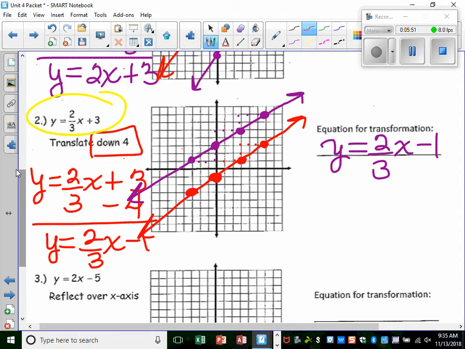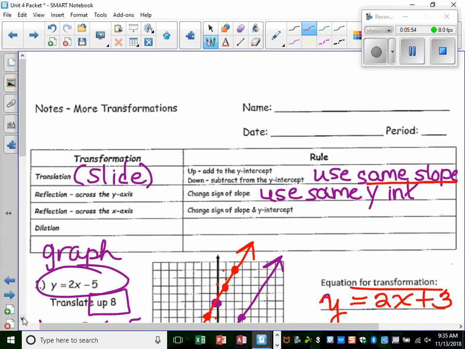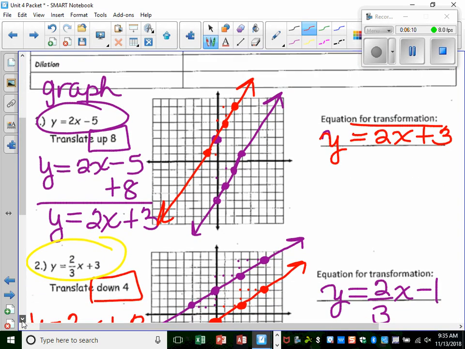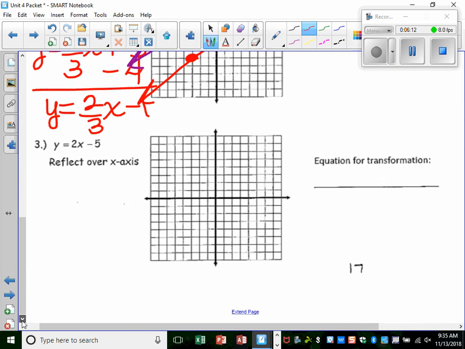We'll do now a reflection over the x-axis. And notice up here, the rule for reflecting over the x-axis says that you change the sign of the slope and y-intercept. That means if it's negative, it becomes positive. If it's positive, it'll become negative. So let's take a look. All right, so here's my equation. It tells me I want to reflect over the x. So it says change the signs of both. So this will become y equals -2x plus 5. Okay, so you're just changing the sign of both.